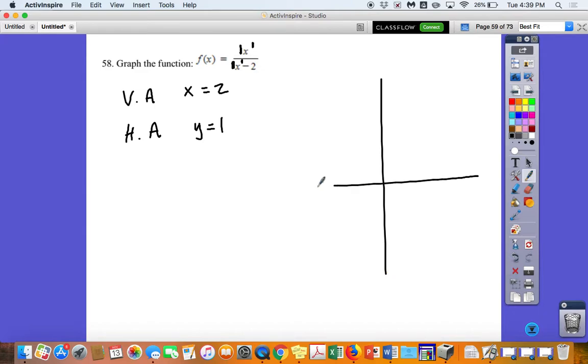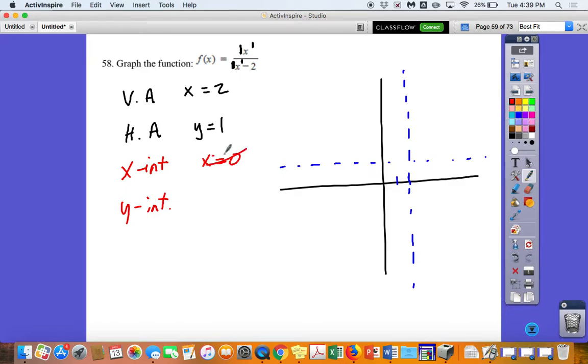When you come in here, you can go ahead and graph those. x equals 2 and y equals 1. Now, it is very beneficial to find your x-intercept and your y-intercept. Okay, so x-intercept means, remember, it's the top equals 0. Well, if I do the top equals 0, that's just x equals 0. And I tell you what, it's not a line, so don't write it that way. It's an ordered pair. x is 0.